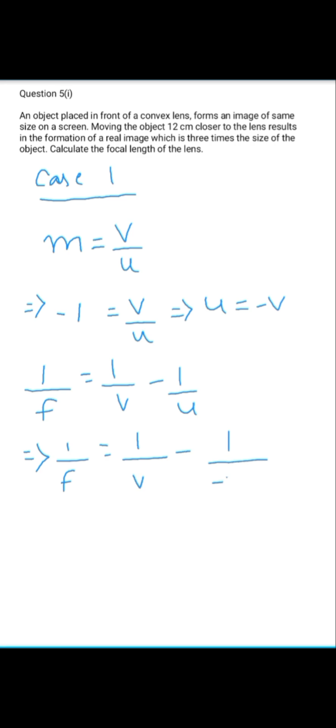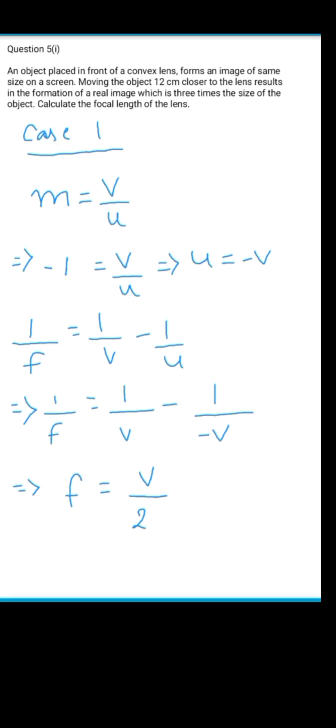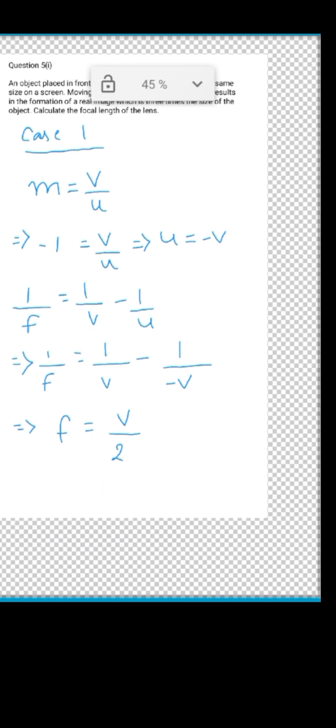Now we know from the lens formula 1 by f is equal to 1 by v minus 1 by u. Let's put the values. 1 by f is equal to 1 by v minus (-v)... so if I solve it, I am going to get the value of the focal length as v by 2. Now in the next part of the question, they have said that the object is being moved 12 cm closer to the lens. So now let's consider case number 2.